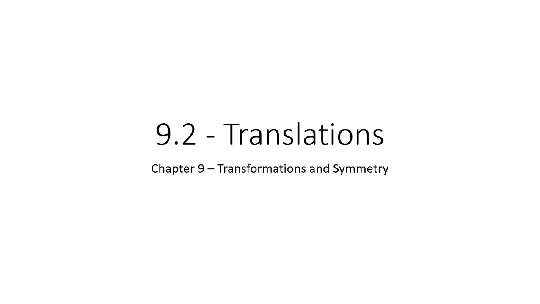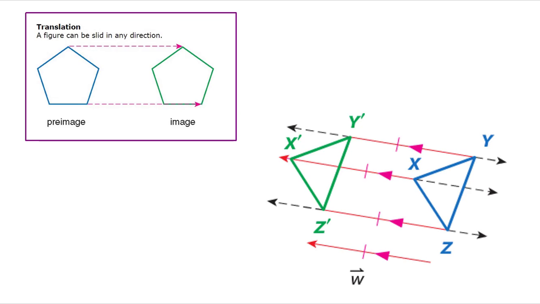Today we're going to be talking about translations. So a translation is a figure that can be slid in any direction. Here we have the pre-image, and every point slides corresponding to another point. This point here slides a certain amount of distance over, and these two arrows are congruent. If you can see, I move them around, they're the same length.